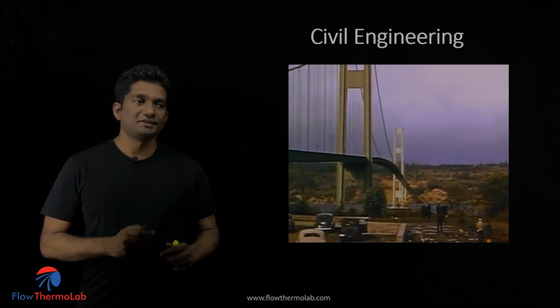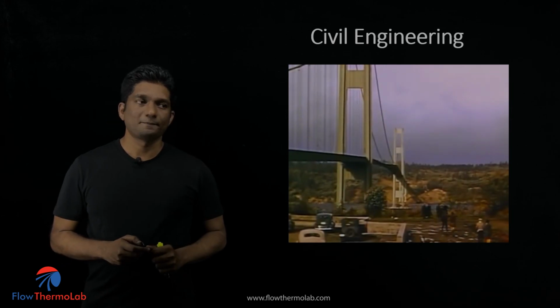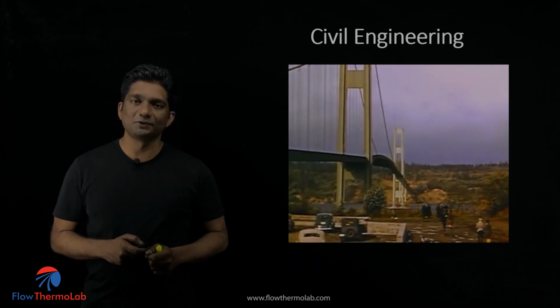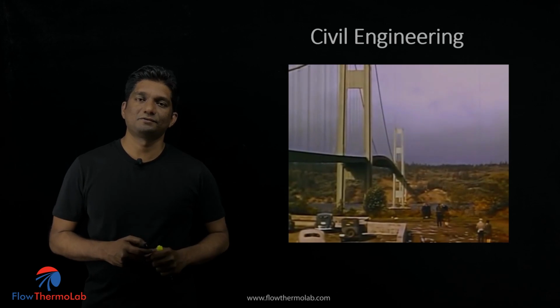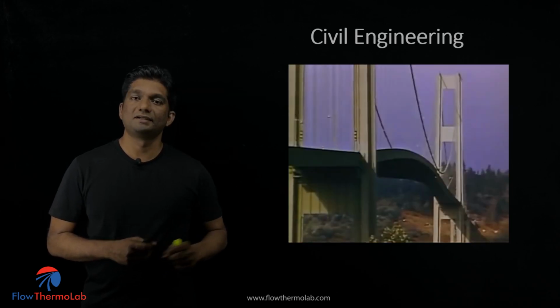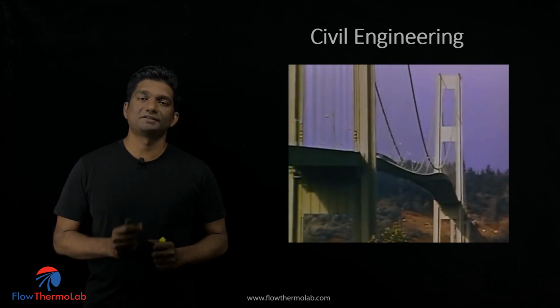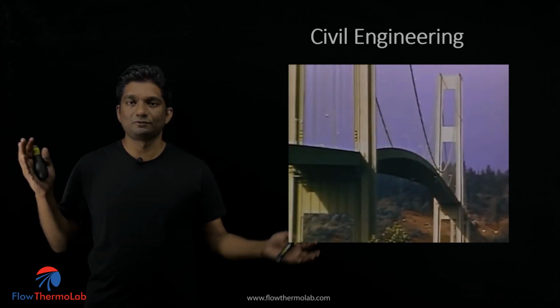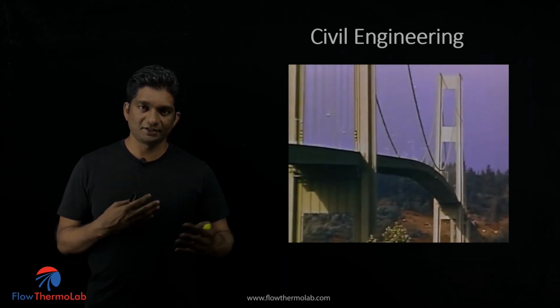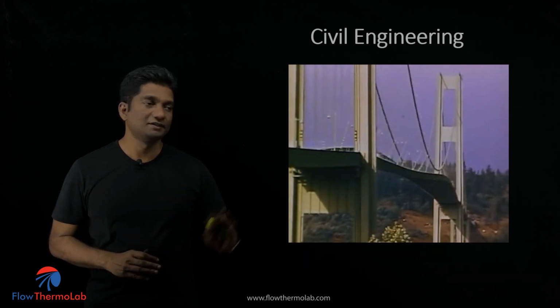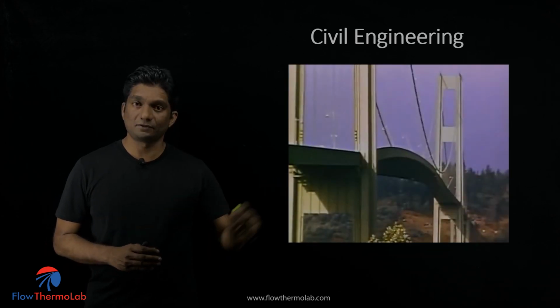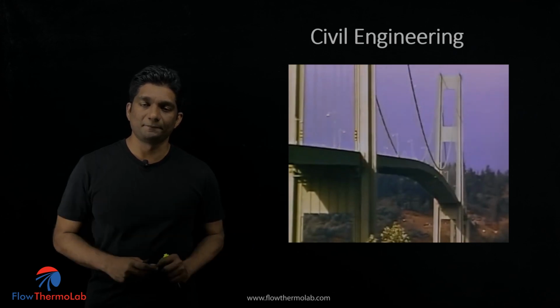Another interesting application is in the area of civil engineering. You might be familiar with this video. This is the famous collapse of the Tacoma Narrows Bridge in 1940 because of fluid structure interaction. So it's a combination of fluid flow and the structure interaction. It's called aeroelastic flutter, and it resulted in the collapse of a bridge. Nobody believed it at that time.